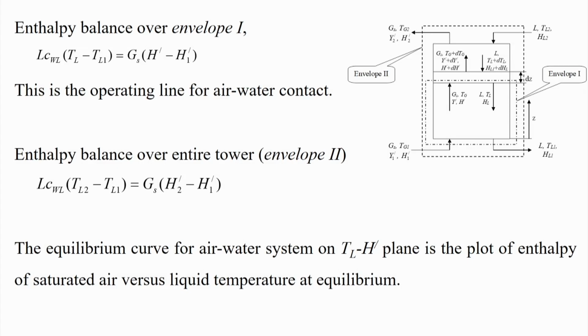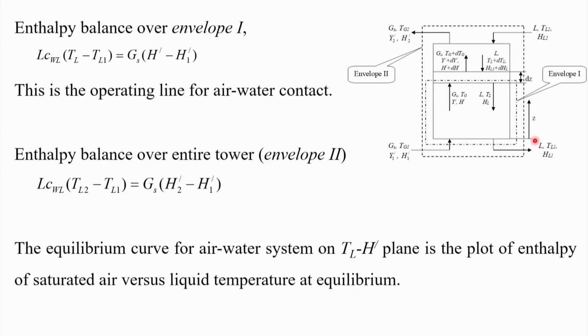So, this is the operating line for the air water contact, and we will keep this as the operating line. Now, we will take the entire envelope, the total cooling tower, into consideration. Air enters from the bottom and moist air leaves from the top, while hot water enters from the top and cold water leaves from the bottom of this cooling tower.